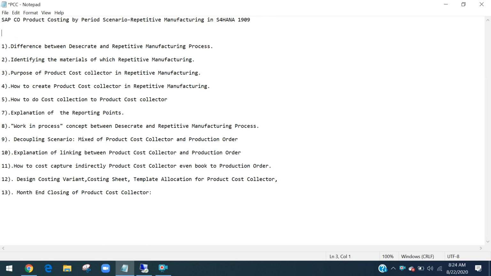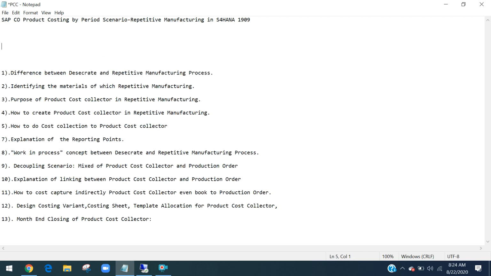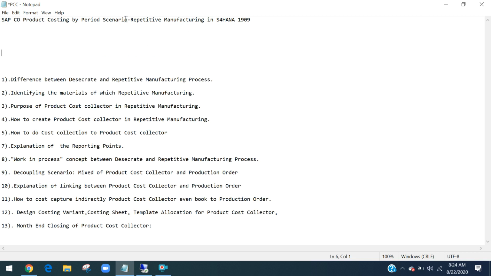I'm going to explain the concept of a product cost by period outline. What is the product cost by period? Why are we going to use a repetitive manufacturing scenario in case of a product cost by order? I will give a brief outline of product cost by period. Product cost by period is one type of SAP product costing technique, but from a domain point of view, it is a repetitive manufacturing process.